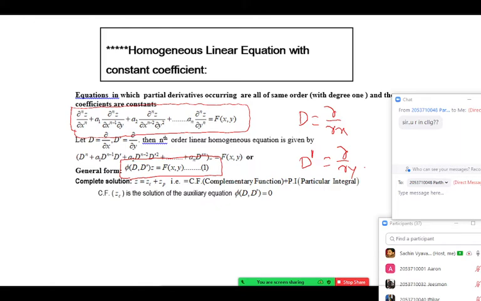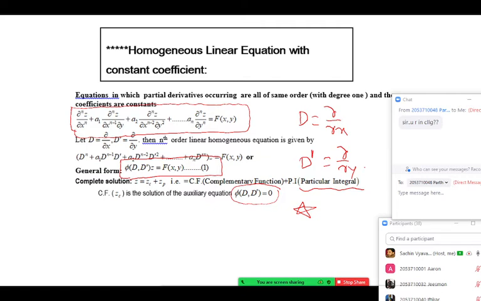Now the auxiliary equation will become phi of D comma D dash equal to 0, whose roots decide the complementary function. And depending on RHS, we are going to see shortcut methods for getting the PI, the particular integral. Today we will focus only on this first part, known as complementary function.